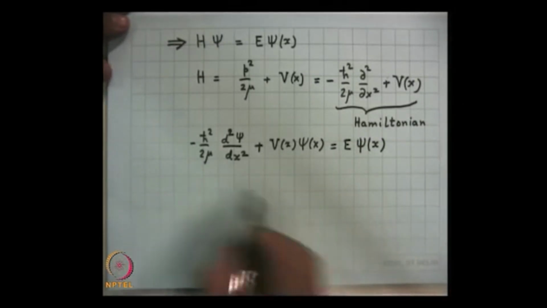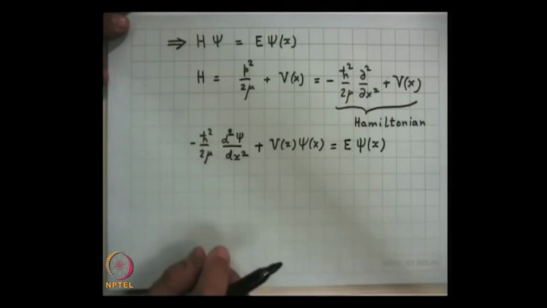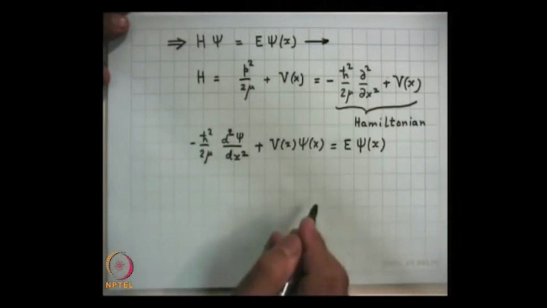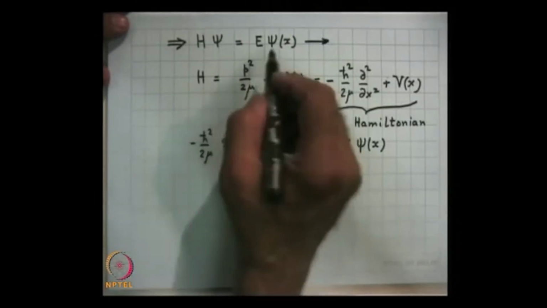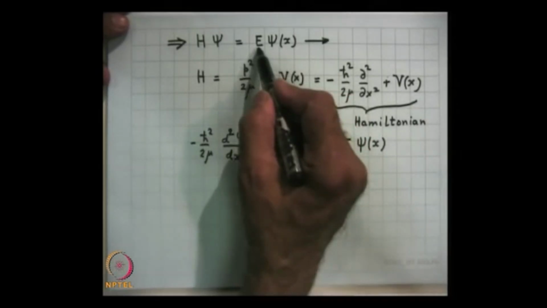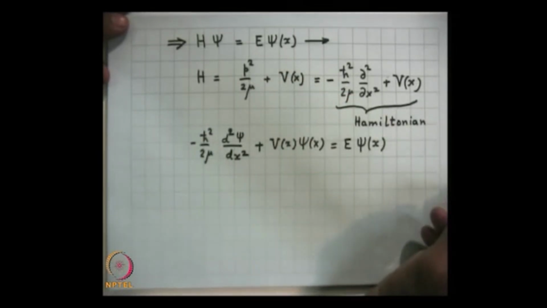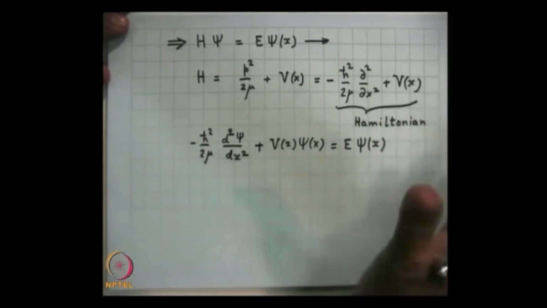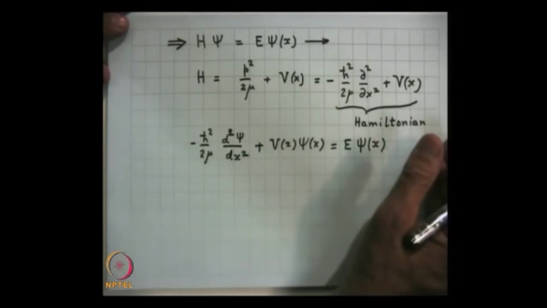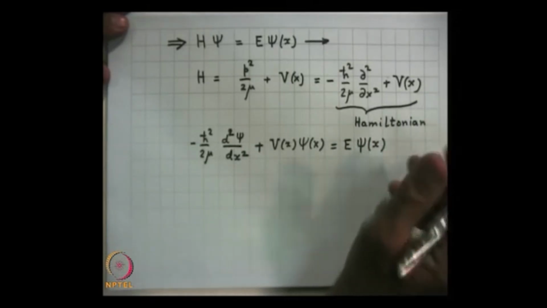As I had mentioned earlier, this is an eigenvalue equation. We will find that for a given potential energy distribution, only certain discrete or continuum values of E are allowed. Those are the eigenvalues of the problem, and corresponding to each eigenvalue, there is a wave function. Those are known as the eigenfunctions of the system.